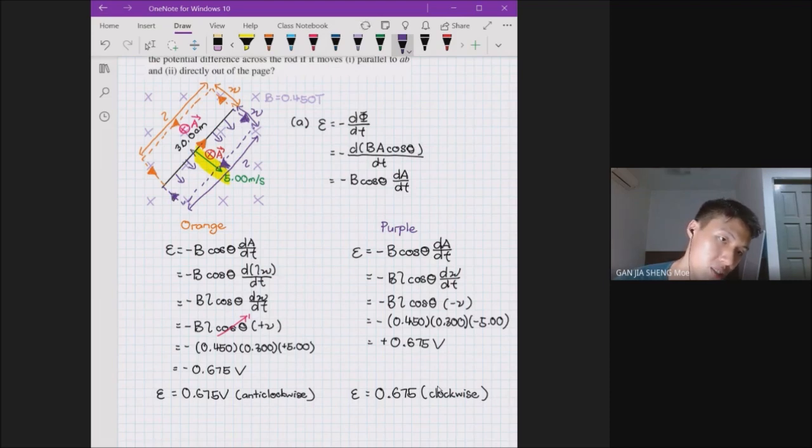So what do you see? Do you see that on the rod itself, no matter whether you choose the orange loop or the purple loop, the direction is consistent? Both of them indicate the current is flowing upwards instead of downwards. The induced EMF is pointing upwards instead of downwards.